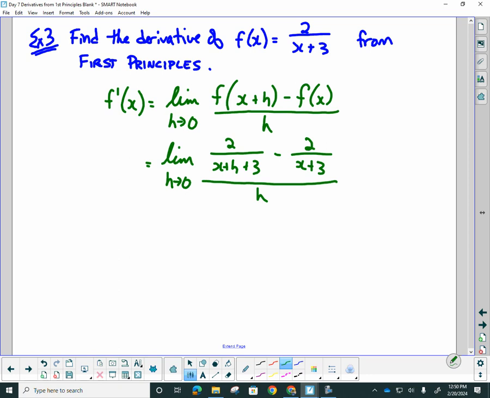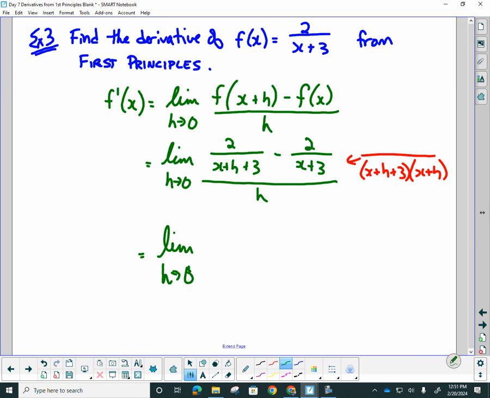Now in the top you see that I have two fractions being subtracted, and in order to subtract them I have to have a common denominator, and the easiest common denominator is the product of them. So we did this yesterday, except they were all numbers. Here there's a bunch of x's. So there is the common denominator that I will need to use in both sides. All right, so equals the limit as h approaches 0.